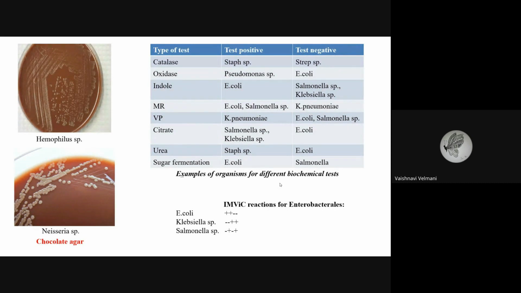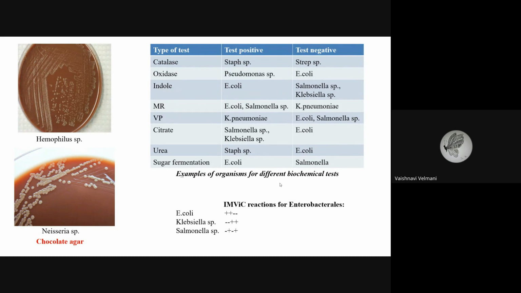And then after identifying the genus, we need to identify what species and what subspecies. For that, we will be performing biochemical tests. We will be doing catalase, oxidase, indole, etc. tests, and we will be seeing which is showing positive for which test. With that, we will be classifying which genus, which species, and sometimes even which subspecies.